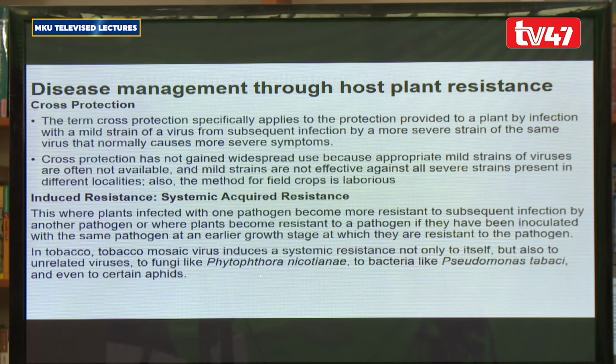Then we have something called use of plant resistance, host plant resistance. What happens is breeders sometimes breed plants. The principle of plant breeding is to increase yields.